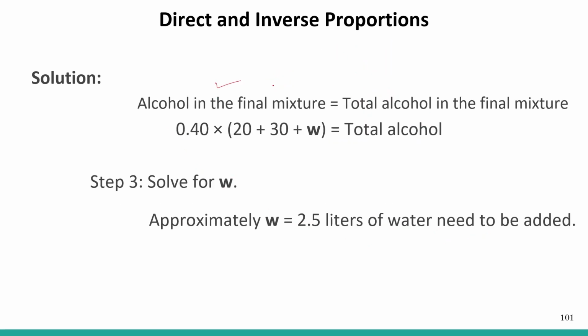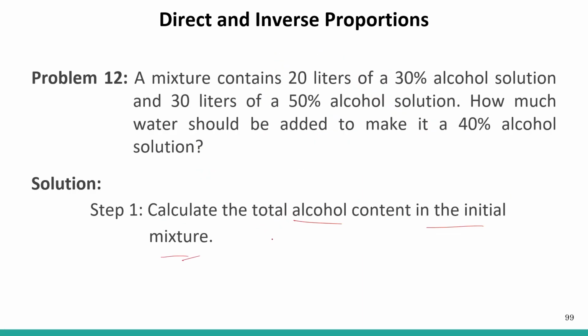So the alcohol in the final mixture is equal to the total alcohol, that is 0.40 times (20 + 30 + W) equals total alcohol. Solving for W, approximately W is equal to 2.5 liters of water needed to be added. This is the amount of water needed to get the new solution, to make it a 40% alcohol concentration solution.